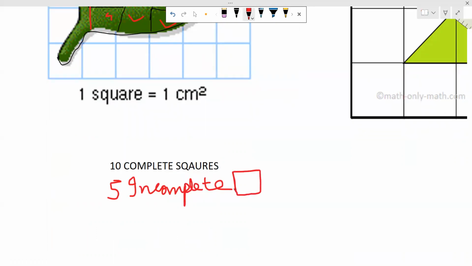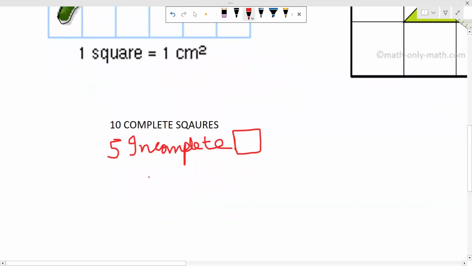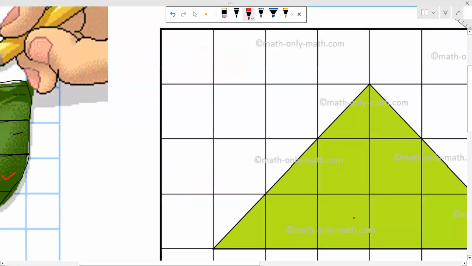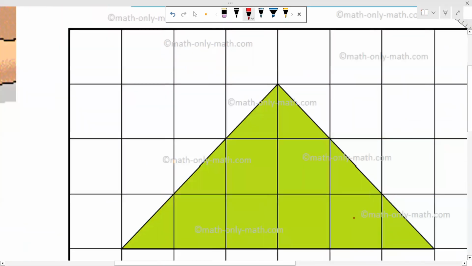Five incomplete squares are there. So what is the area? Just add 10 plus 5, which is equal to 15. So the area will be 15 centimeter square. Here the scale is centimeter square. Just write 15 centimeter square is the area of this leaf, approximately.